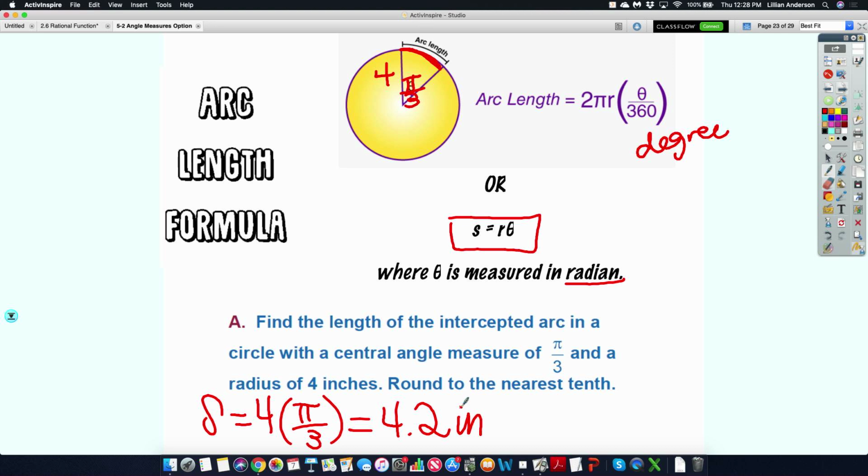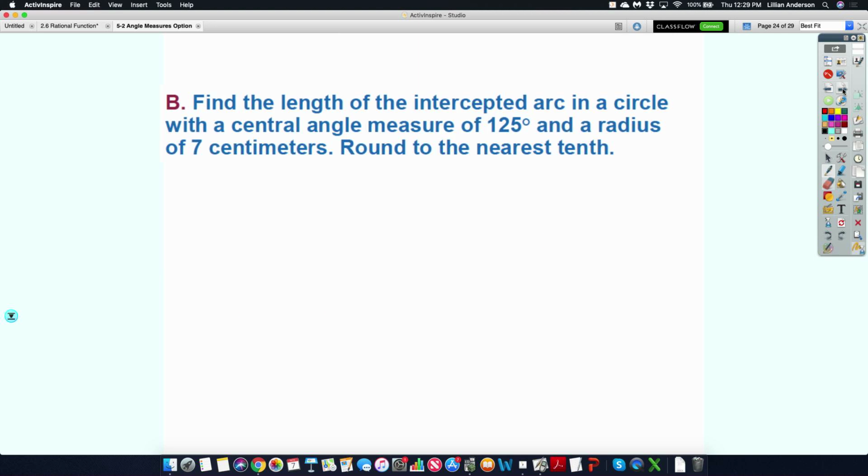We covered a lot today, but tomorrow we're going to basically spend tomorrow's class period just practicing pretty much everything we did today. But I want you guys to do this one on your desk. I want you to find the length of the intercepted arc in a circle with a central angle of measure of 125 degrees and a radius of 7 centimeters. Okay? Make sure you use the correct formula.